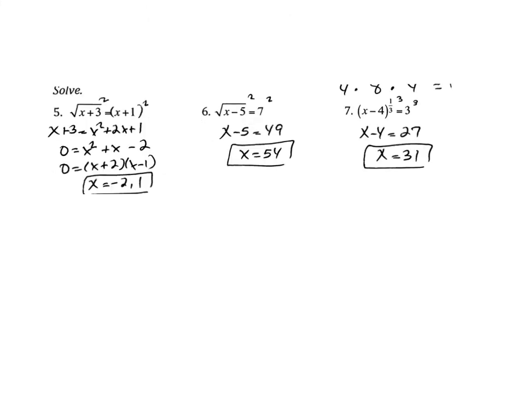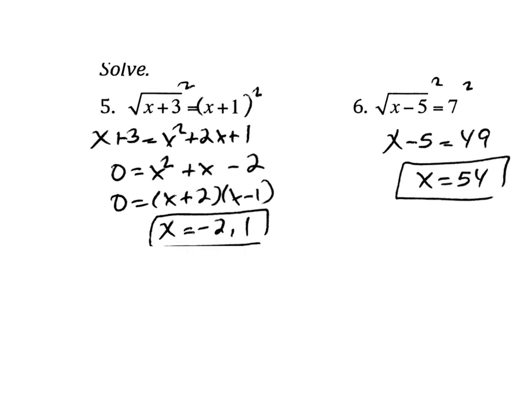5, 6, and 7 are what we did yesterday. 5 is the hardest one of the bunch, so I'm going to go over it first. Square both sides. This side, just the radical goes away. Over here, don't forget the way we do that. Square, multiply double, square. That's how you square a binomial.